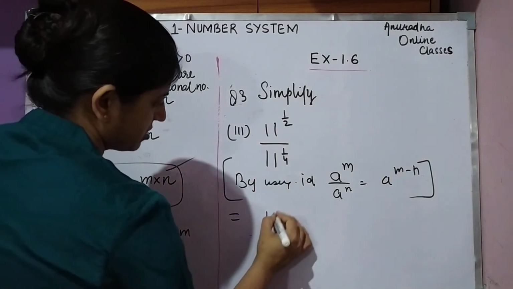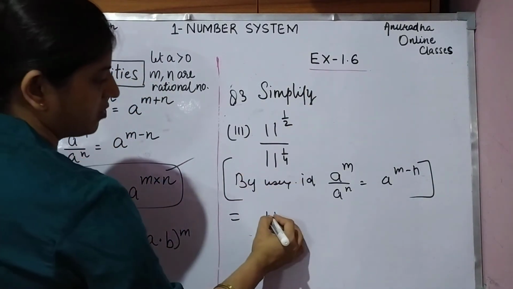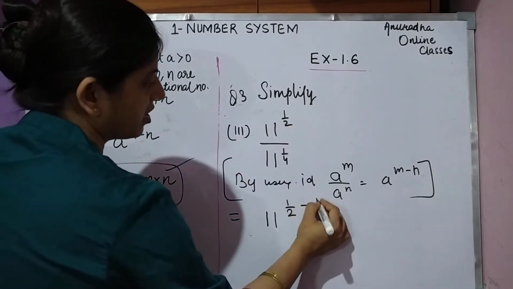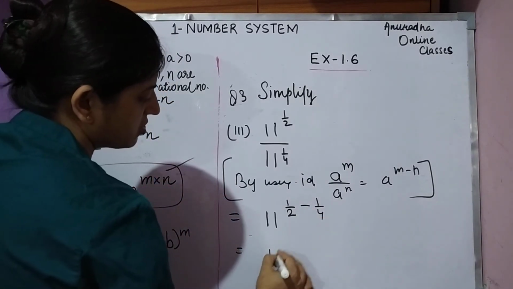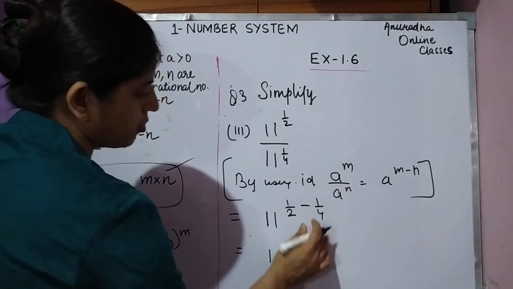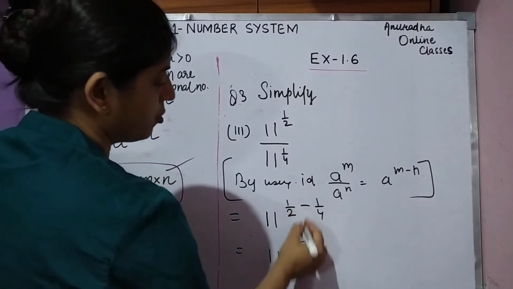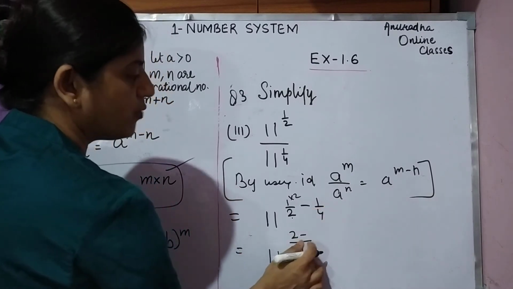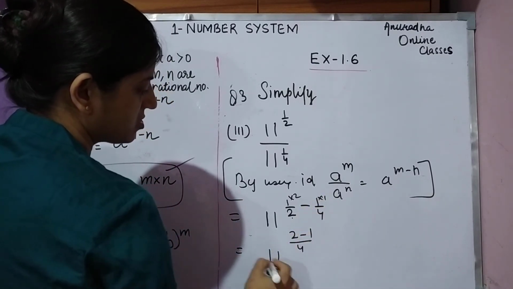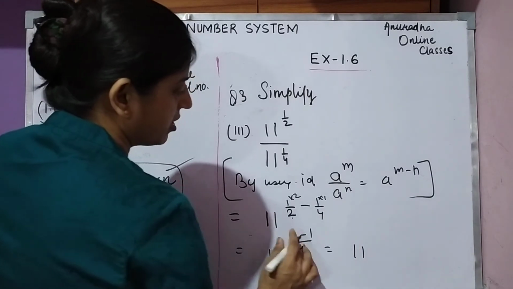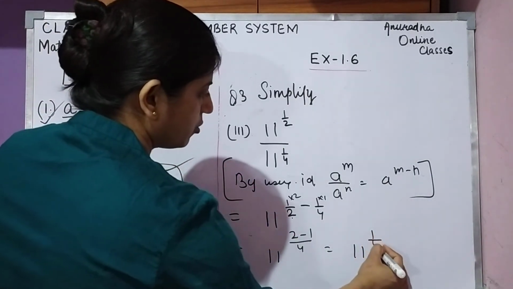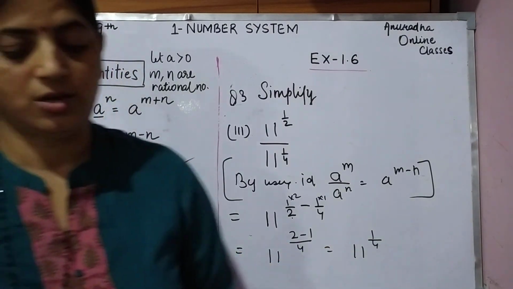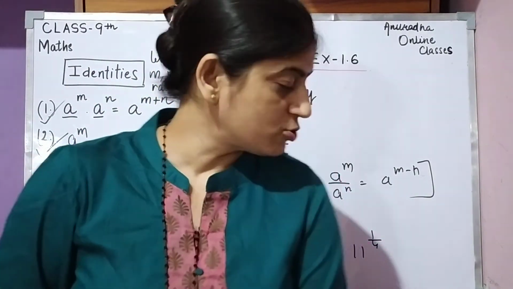It will be like this: 11, then 1 by 2 minus 1 by 4. पावर को हम क्या करेंगे? माइनस करेंगे. We'll get 11, power is 4. LCM लिया 2 and 4 का, you'll get 4. And 2 2s are 4, so into 2, this is 2 minus 4 1s are 4, this is 1. Okay, it is equal to 11, 2 minus 1 is 1 only, 1 upon 4. So what is our answer? That is 11 to the power 1 upon 4.